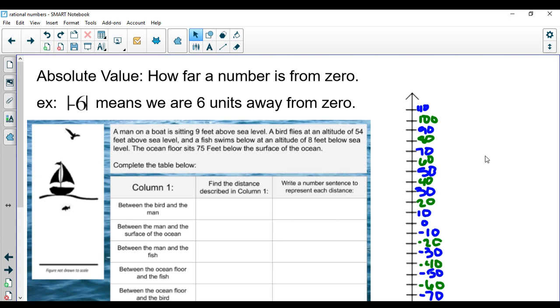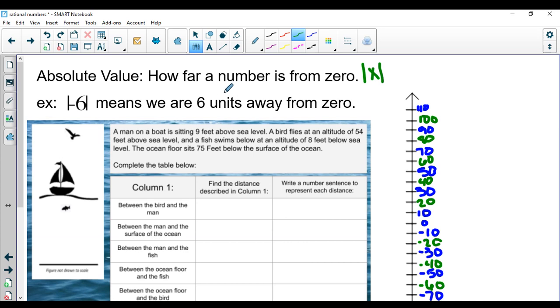So absolute value is just how far a number is from zero. For example, the absolute value of -6 means we are 6 units away from zero. And we say absolute value by using this symbol. So this right here means absolute value of a number. Using this, the number inside can be negative, and even if it's negative, we say it is a positive number of units away from zero.